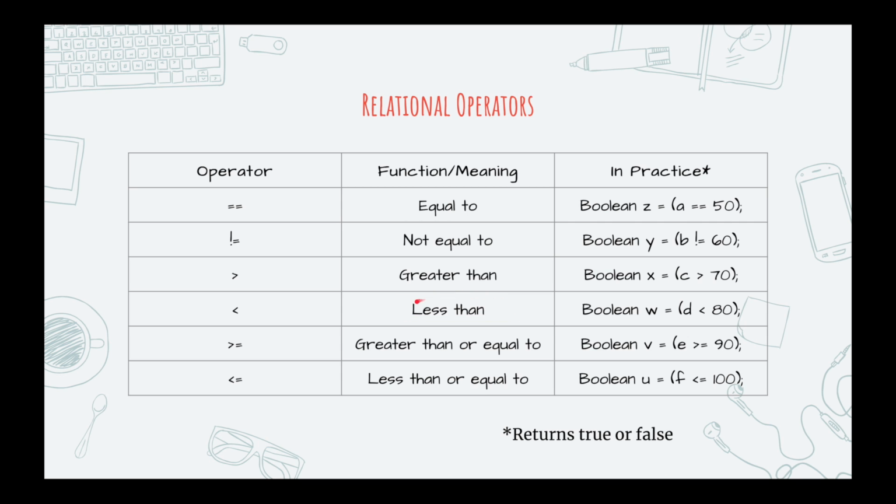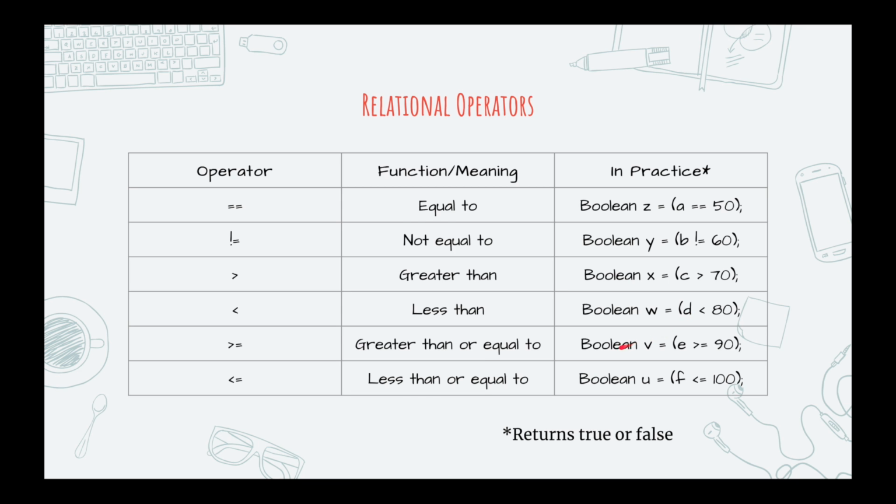Now, let's look at the less than. Let's say that D is 40. 40 is less than 80, therefore this will return true. But let's say it's 90. 90 is not less than 80, so this will return false. Let's say integer D is 80 itself. Is 80 less than 80? No, it's not. So therefore, it will be false in that scenario.